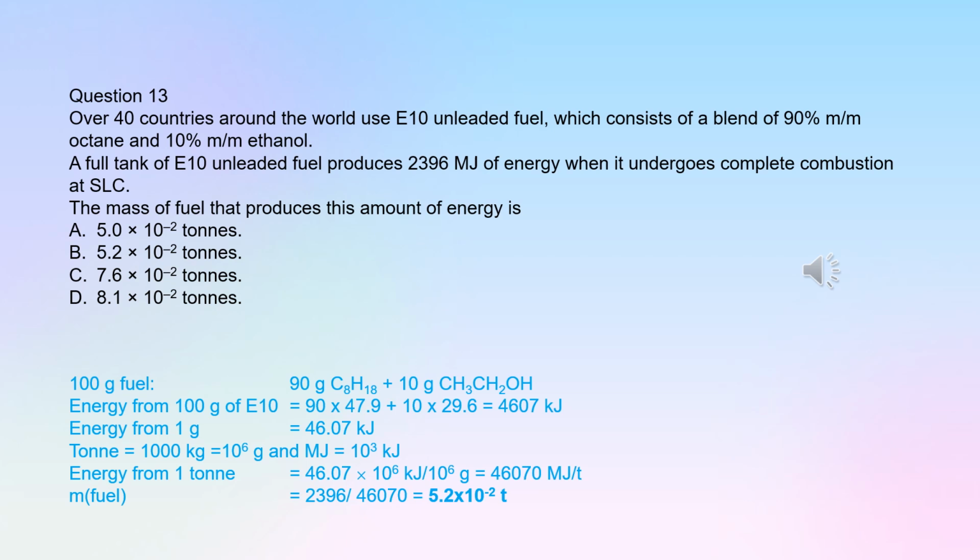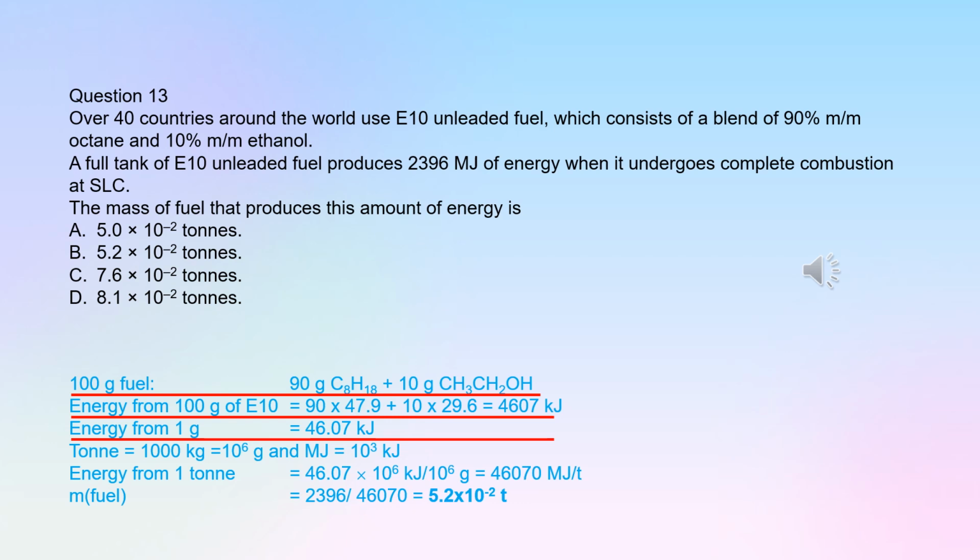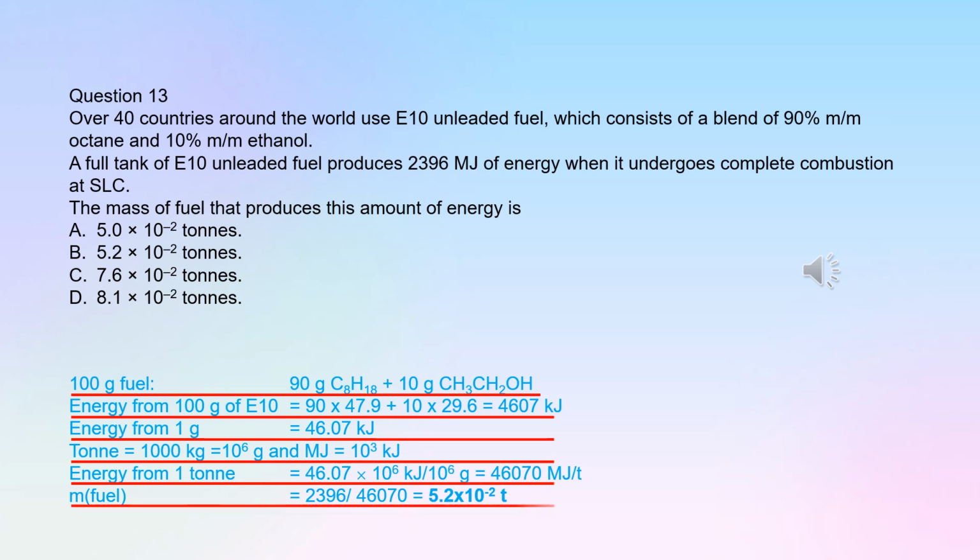The key is the heat of combustion of E10. Assuming 100 grams of E10, we have 90 grams of petrol and 10 grams of ethanol. Using the heat of combustion in the data book, we can calculate the heat of combustion of E10 per ton. Finally, we calculate the mass of E10 in this tank in tons.